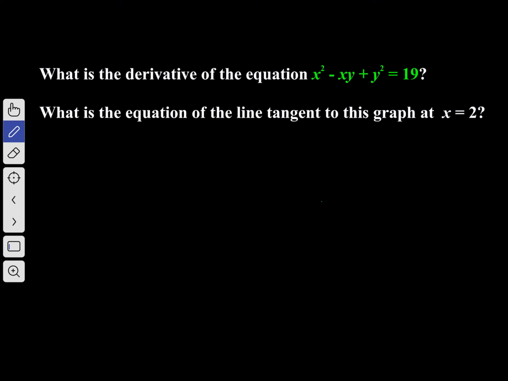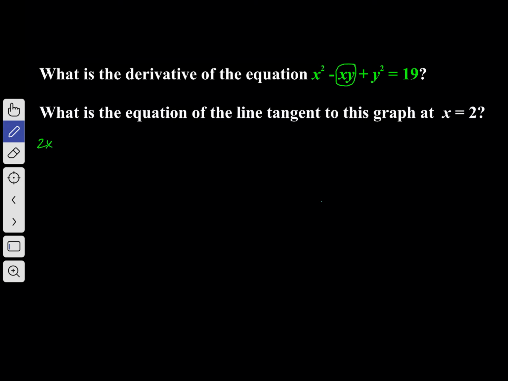Okay, so how about this one? What's the derivative of this equation? And then, what is the equation of the line tangent to the graph? Okay, so a lot going on here. We're going to use implicit differentiation, and then what we got here is a little bit of the product rule going on. So let's get started.